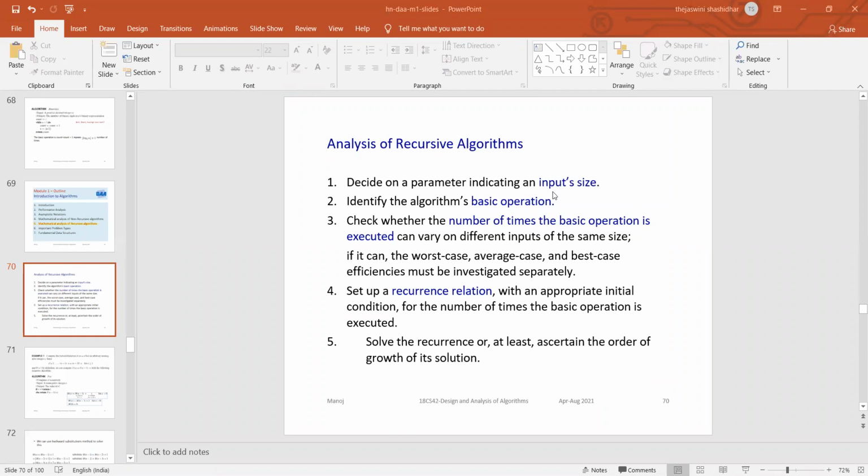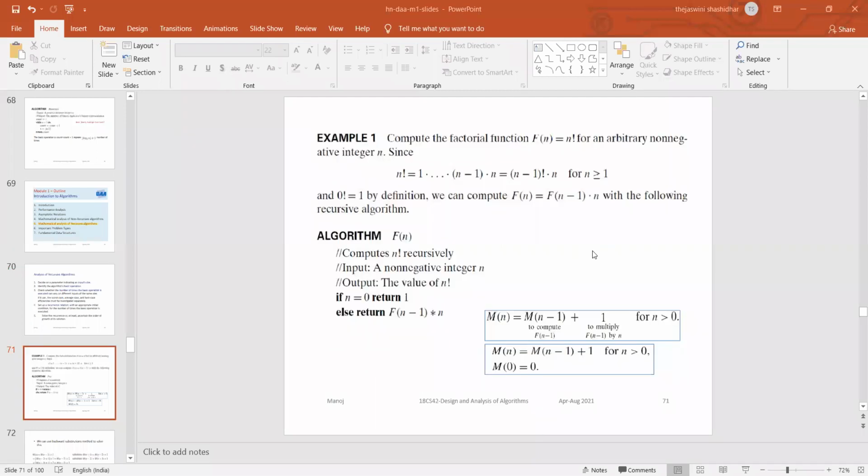These are the words you keep in mind. First is input size. Second, basic operation. Third, check the number of times the basic operation is executed. Fourth, recurrence. Fifth, solve the recurrence. So these are the 5 steps you have for analysis of a recursive algorithm. Now you come to the first example. Which is the first example you have listed here?